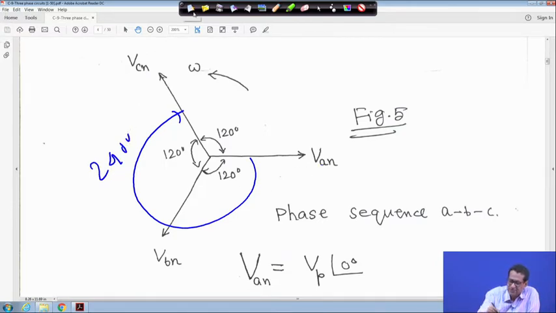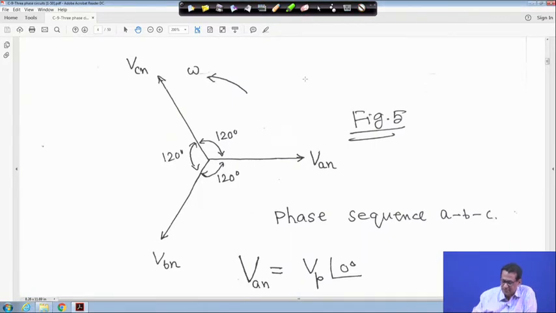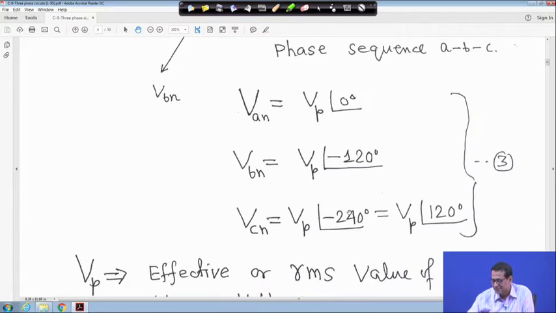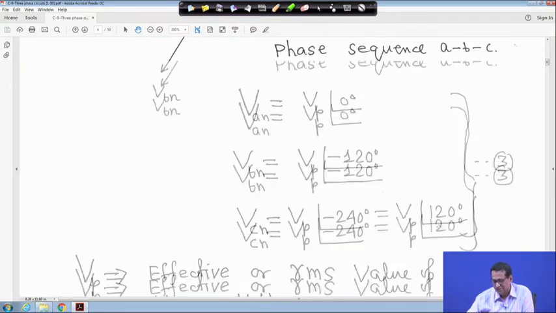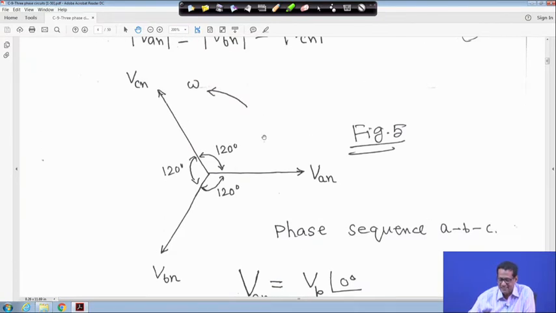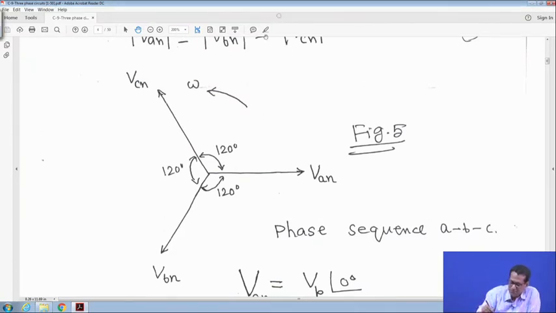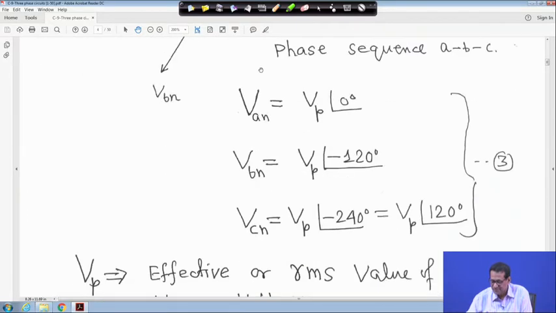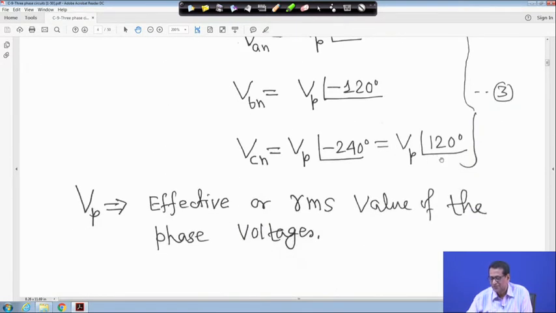Therefore, let me clear it. Therefore, your VCN is equal to VP angle minus 240 degree, which you can say is VP angle 120 degree. Otherwise, this VCN is lagging by 240 degree, or VCN is leading VAN by 120 degree, because VCN leads VAN by 120 degree. So that means you can write VP angle 120 degree.